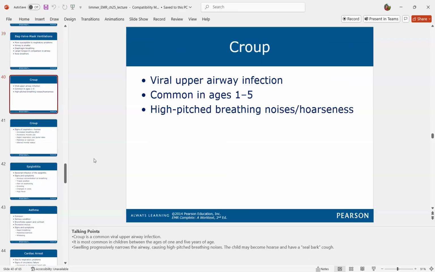All right, some of the conditions children can have. Croup is a very common viral upper airway infection. It's most common in children between the ages of 1 and 5. They're going to have a high-pitched breathing noise or hoarseness. Swelling progressively narrows that airway down, which causes that high-pitched breathing. The child may become hoarse and have a seal bark kind of cough.